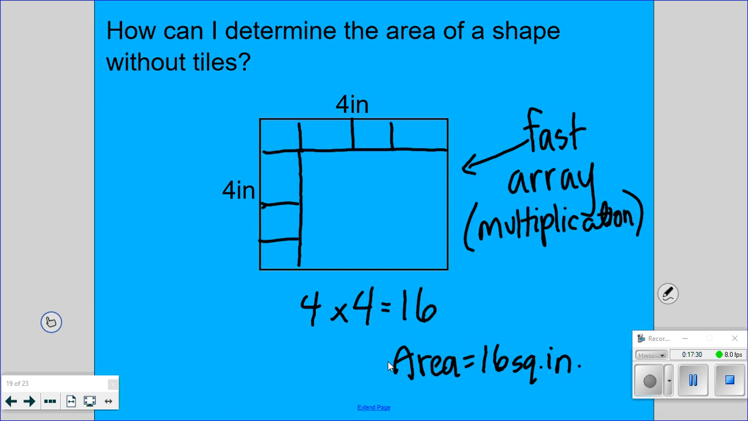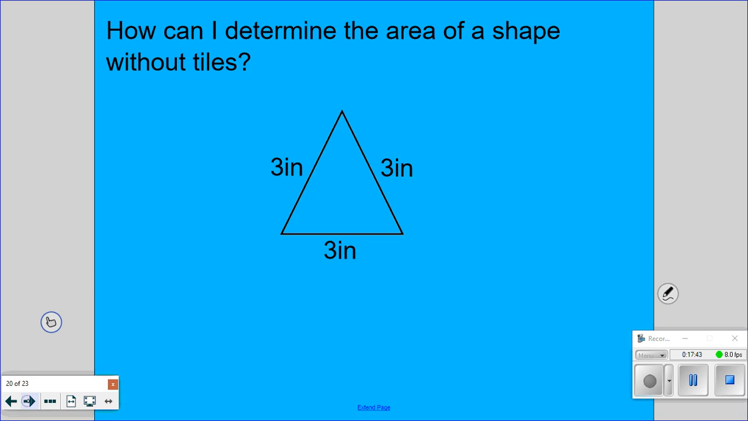Both of those, I could use a fast array. That was pretty easy. Let's try this new shape. See if we can figure it out. That's a triangle. Draw it, label it. By yourself? I said draw it and label it. You can draw and label by yourself, yes.